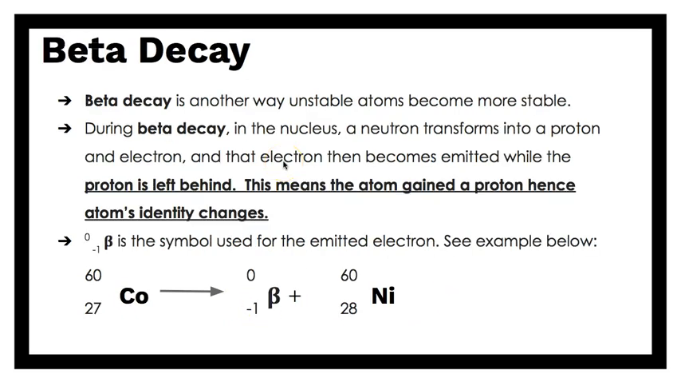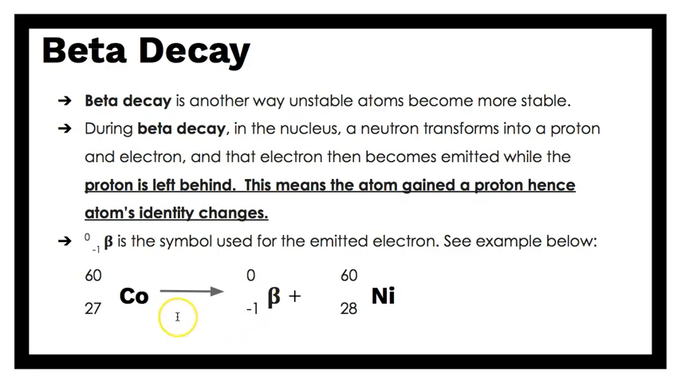And beta decay, again, it's another way an unstable atom can become more stable, and something strange happens in beta decay. One of the neutrons ends up transforming itself into a proton and an electron. And the proton ends up staying behind while the electron is emitted.